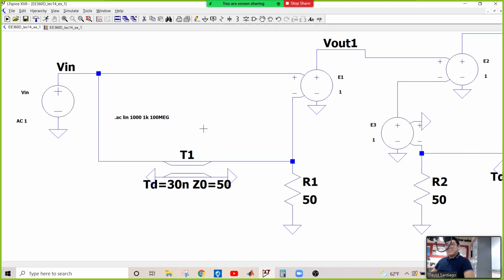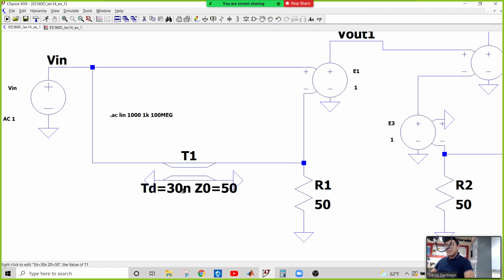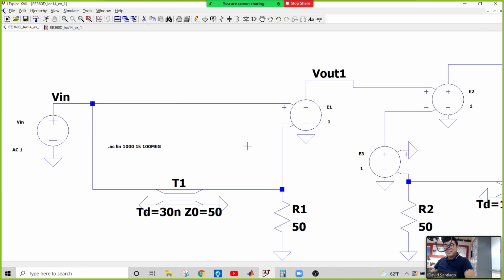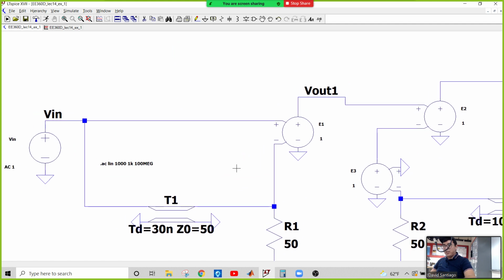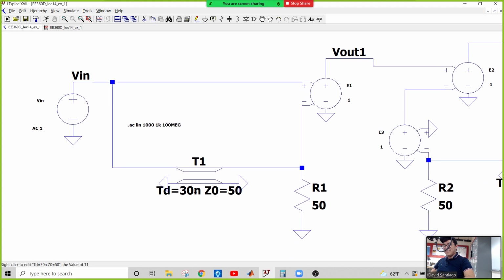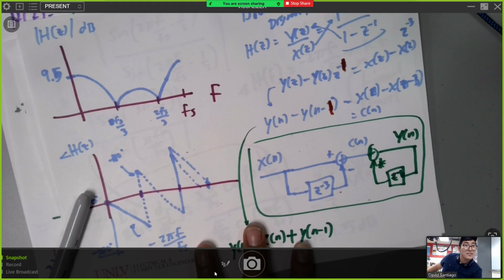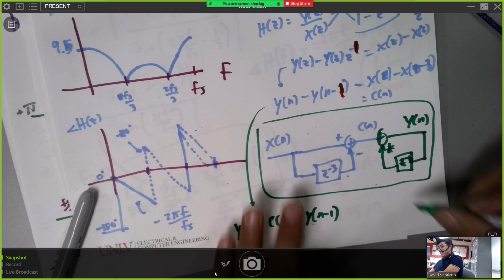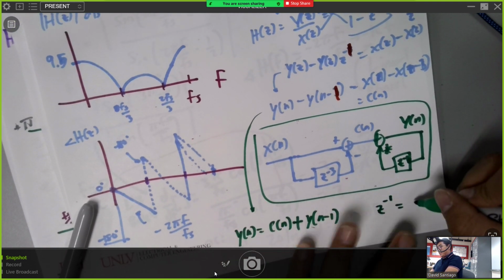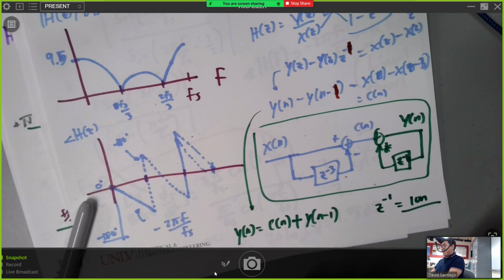So what I did is the following. I picked 30. I think the sampling frequency we have is going to be 100 megahertz, but don't worry too hard about that. Just treat this as 3 delays. Each z to the minus 1 that I'm defining in my LTspice, I'm going to treat as equal to like 10 nanoseconds. Don't worry too hard about that.